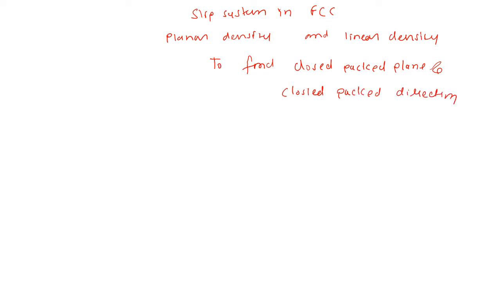In case of FCC also we will do the same thing. We will find out the close-packed plane and close-packed direction. The plane which has the largest planar density and the largest linear density will become part of our slip system. As I have mentioned previously, the slip system comprises a close-packed plane and a close-packed direction. So now let's find out the close-packed plane and close-packed direction in case of FCC.